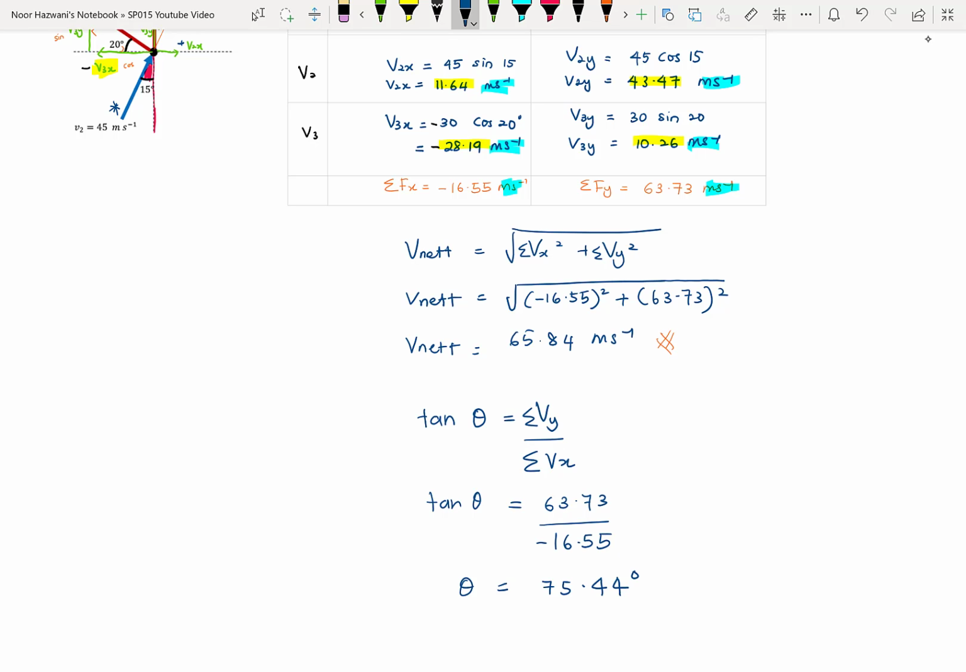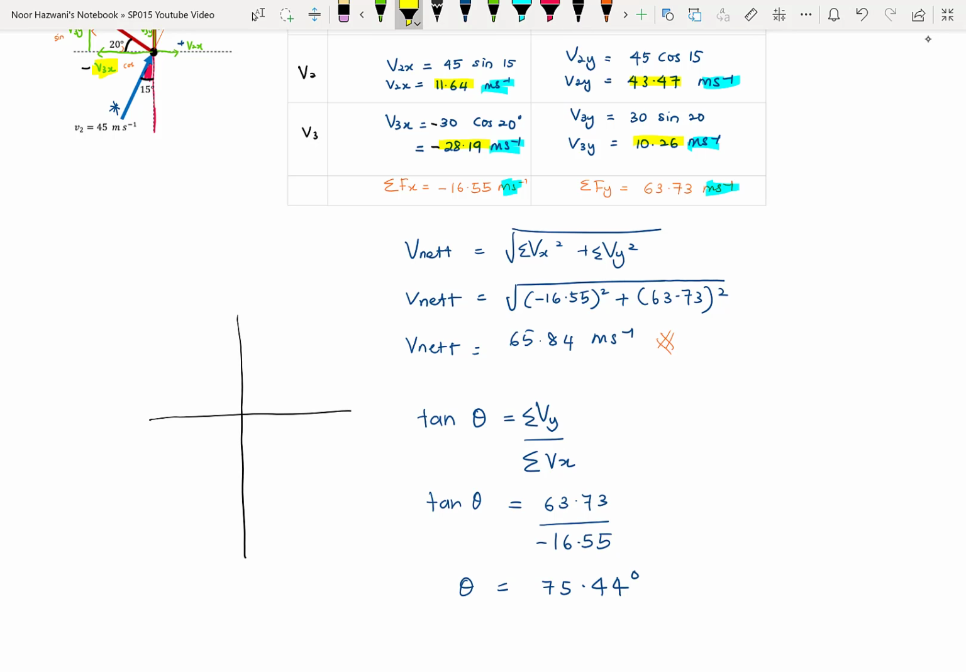But then remember, we have to specifically write which angle, where is the location of the angle. Okay, kita dah tahu nilai angle tu 75.44. But then where is the angle? Kena bagi tahu dekat mana. So, apa yang kita perlu buat? Okay, untuk tahu angle tu duduk kat mana, perlu lukis X and Y axis.